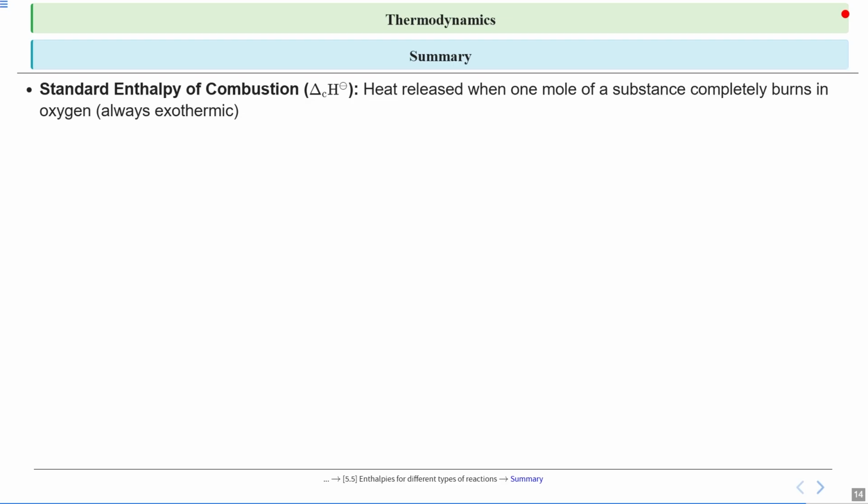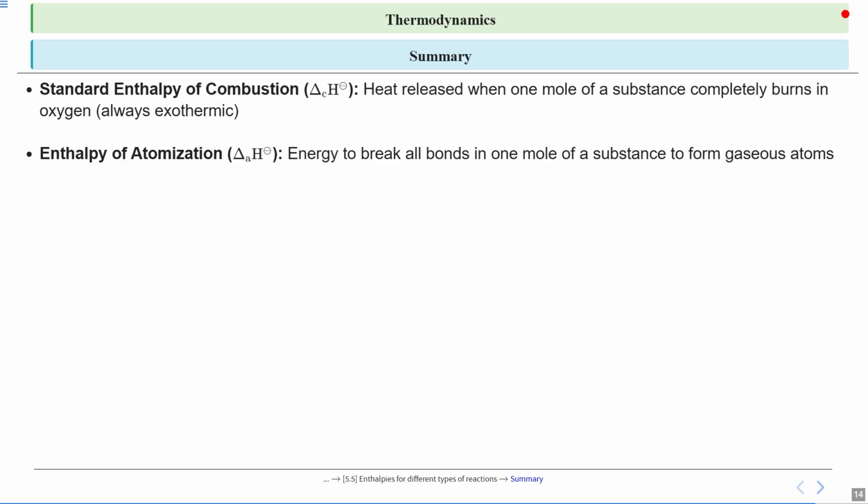Now let us summarize all of this. First, what we saw was the standard enthalpy of combustion. It is that heat which is released when 1 mole of a substance undergoes combustion with oxygen, and it will always be exothermic. Second point, what is enthalpy of atomization? Enthalpy of atomization is the conversion of 1 mole of a molecule into its constituent atoms present in the gaseous phase.